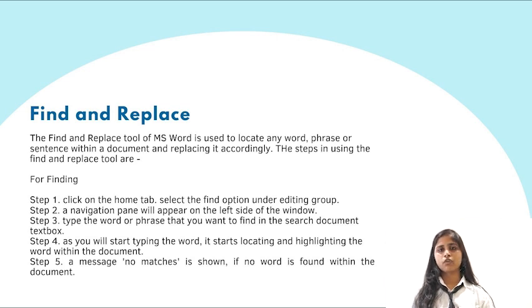The steps involved in doing this are: for finding, first of all, we have to click on the Home tab. Then we have to select the Find option under the Editing group. Secondly, a navigation pane will appear on the left side of the window. Third, we have to type the word or phrase that we want to find in the search document text box. Then, as we start typing the word, it starts locating and highlighting the word within the document. And lastly, a message "no matches" is shown. If no matches are shown, then the text you are finding is not there.